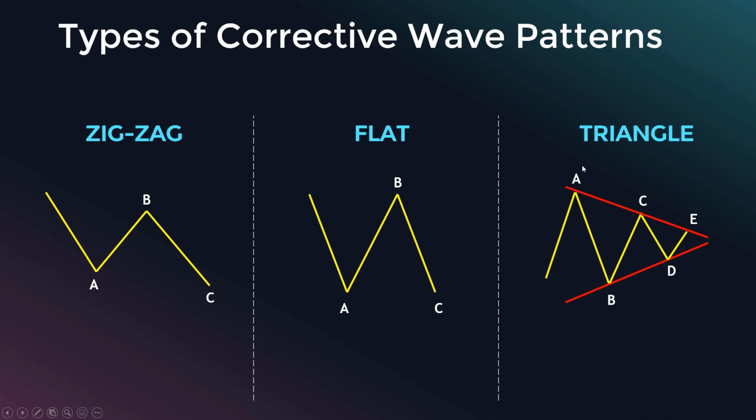The triangle is a breakout formation, consolidation. So the move is consolidating from a larger area down to a smaller point, yielding the potential breakout from the triangle. But all three are known as corrective patterns.